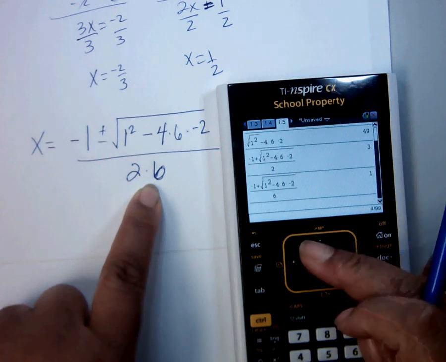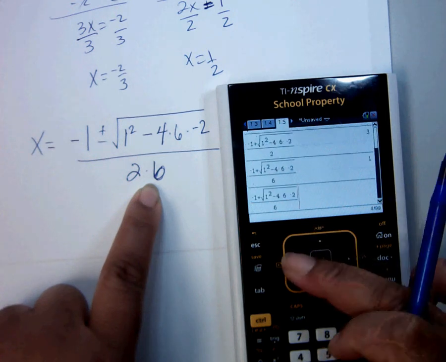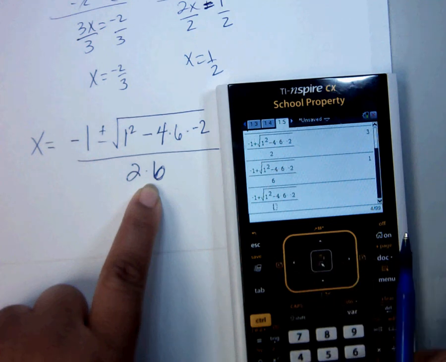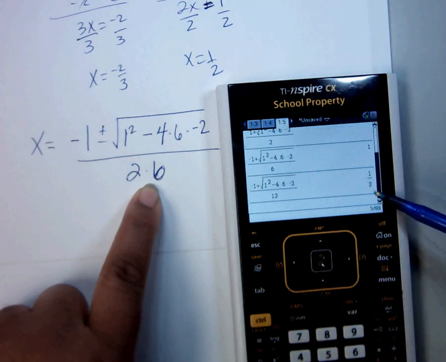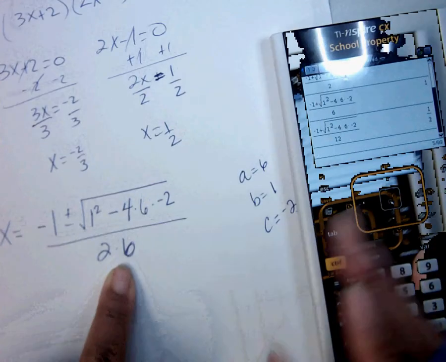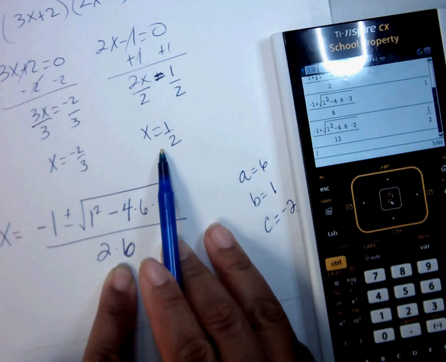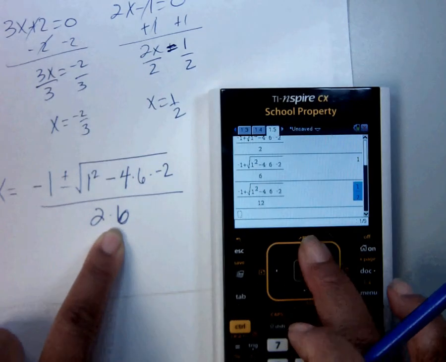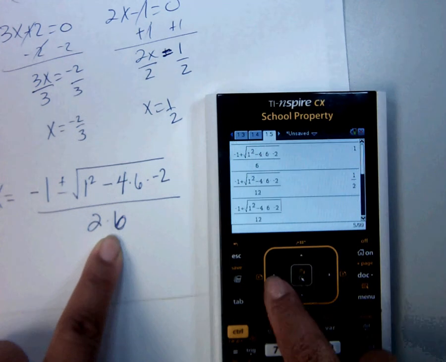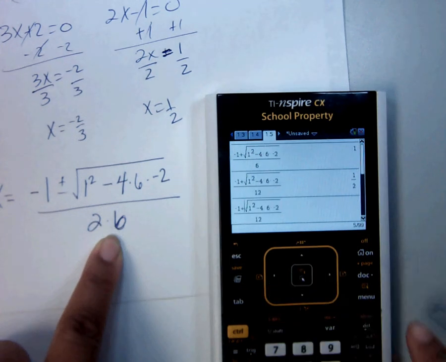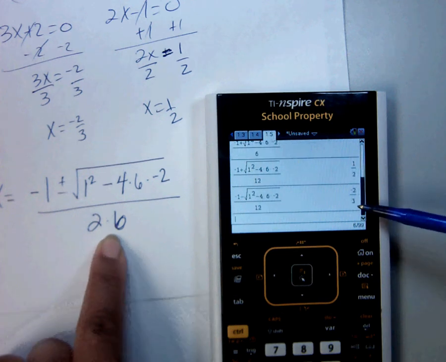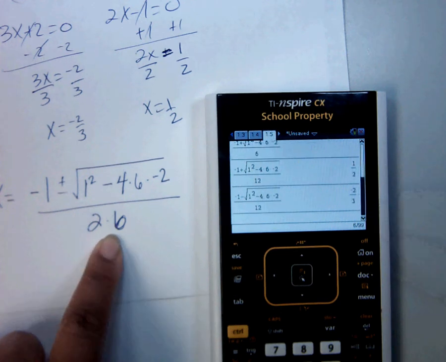And 12. Sorry. There we go. And now it matches. I get my 1/2. So I did do it right. So now we go back up, enter, erase the plus sign, put a minus, and enter. Negative 2/3.